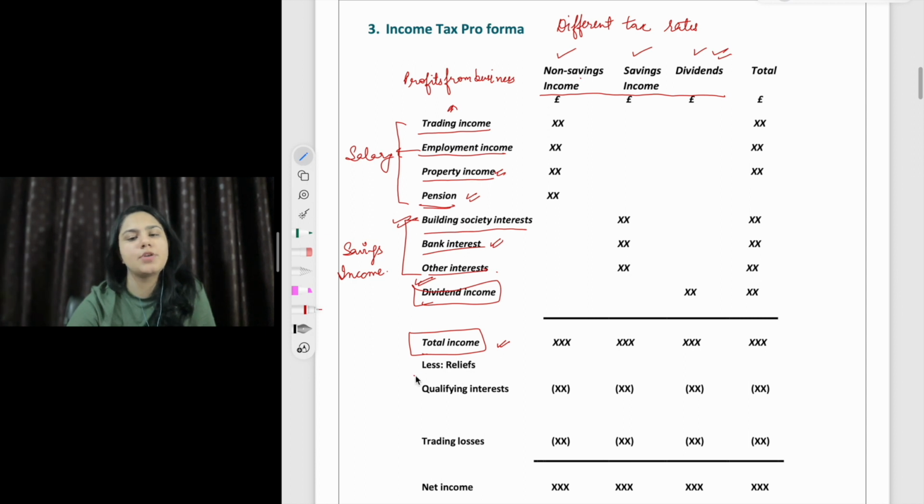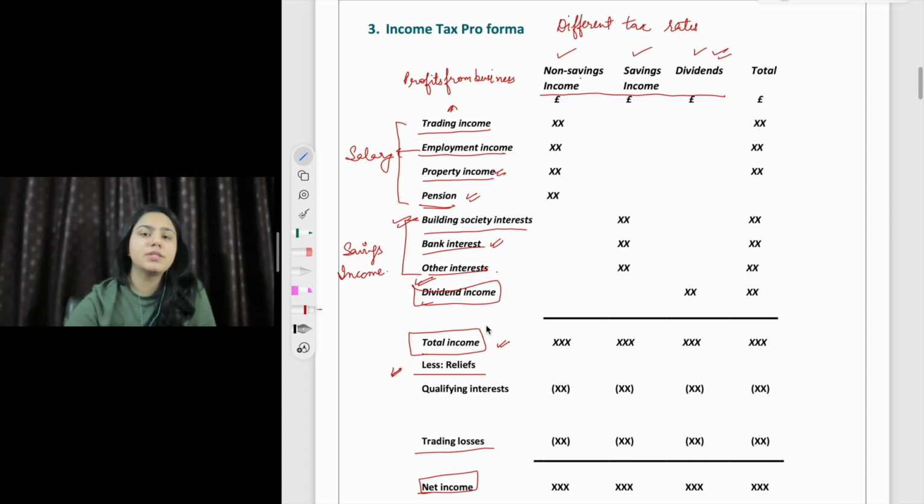From total income I will subtract my reliefs, then I will get my net income. Now what are reliefs? The first relief is trading losses. In trading income you receive profits from your business. So in a scenario where you have a loss from your business, you can subtract it from your total income and you can get your net income. It means that if you have incurred a loss in the tax year rather than a profit, you can subtract it from your total income to reduce your taxable income, to reduce the income on which the tax will be charged. Next, we have qualifying interest.